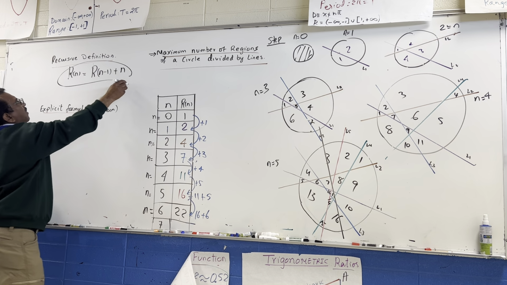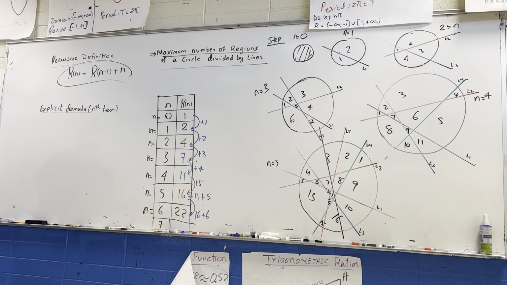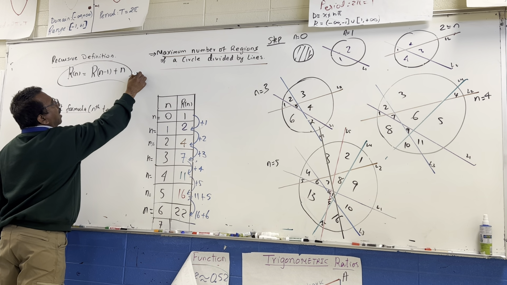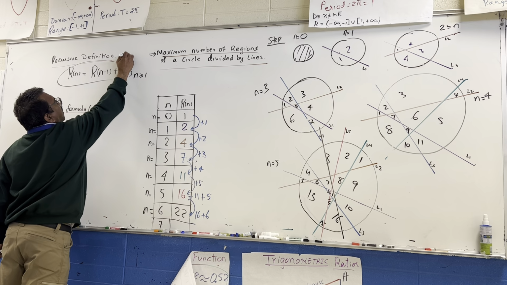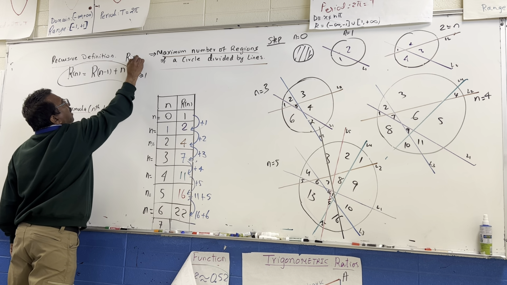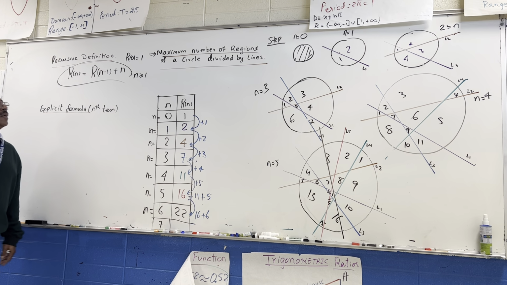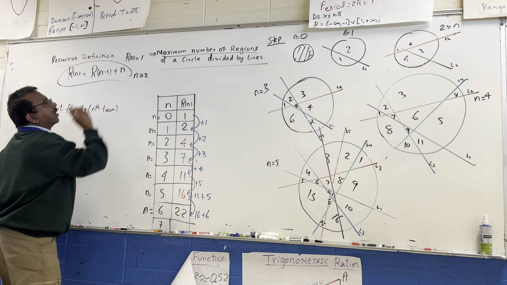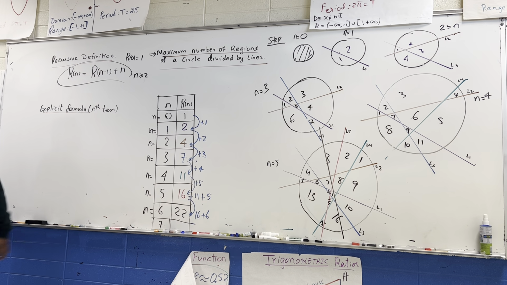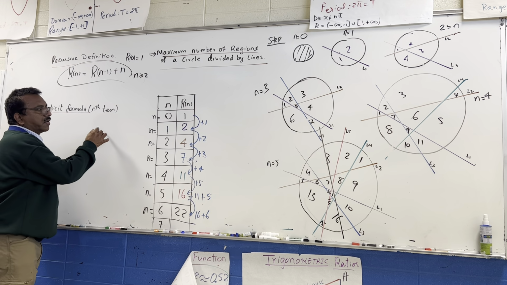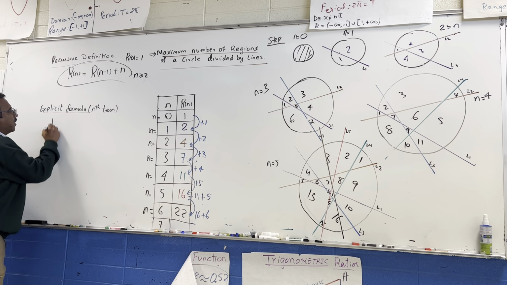So this is the recursive definition, and for n greater than or equal to 1, because in the beginning when you don't draw any line, there is one region. So R0 is 1, and for n greater than or equal to 1 will be the rest of the sequence. How do we write the explicit formula? That's my main focus here: how do we write the explicit formula Rn without the previous Rn.